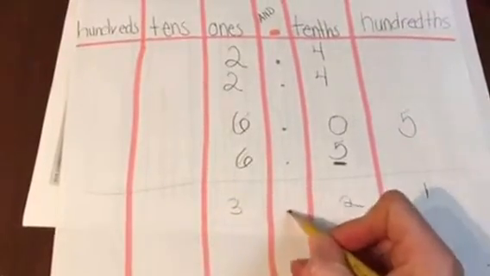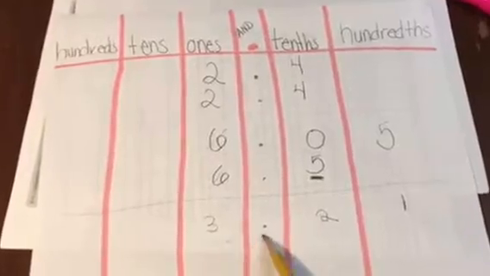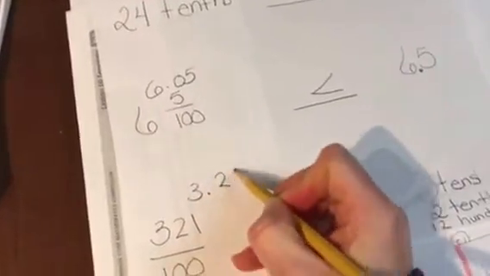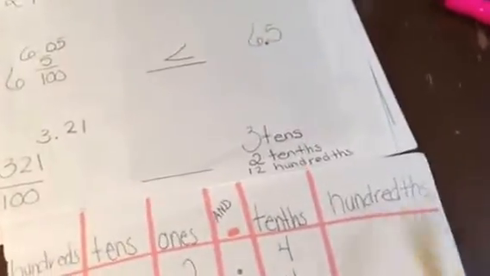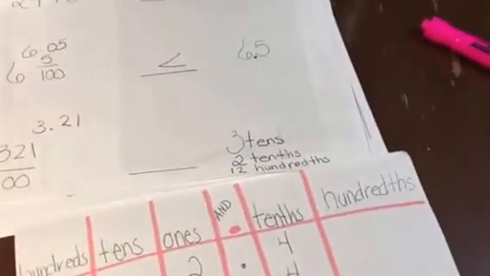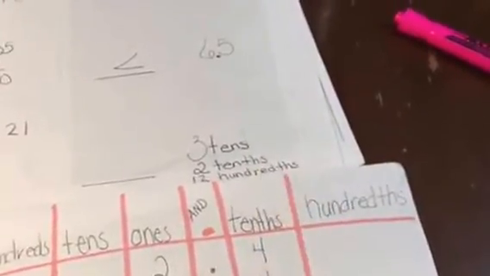And then you put in your decimal. 321 hundredths is the same as 3 and 21 hundredths. Please rewrite it above your number. 3 and 21 hundredths. You've got to get that in your head. Now, we have 3 tens. So let's put a 3 in our tens place. 3 tens. 2 tenths. Let's put a 2 in our tenths place. And 12 hundredths.